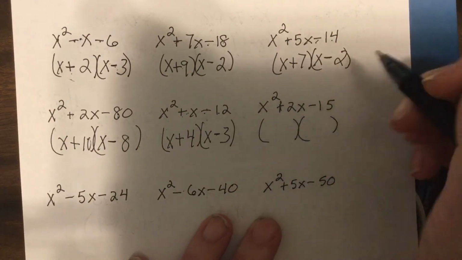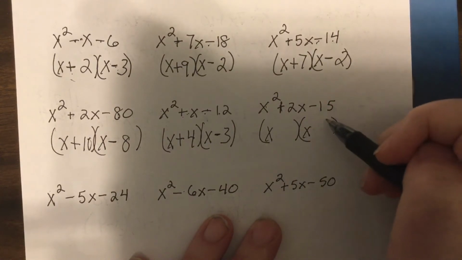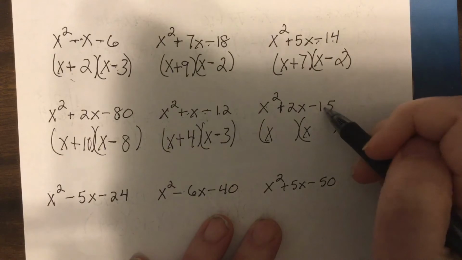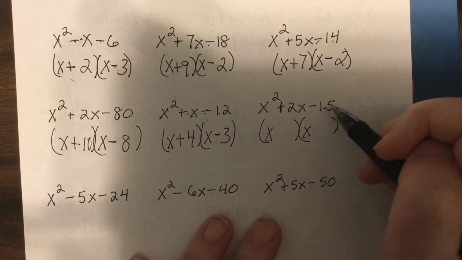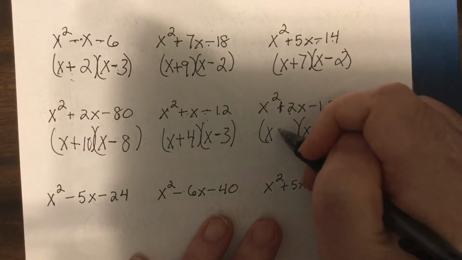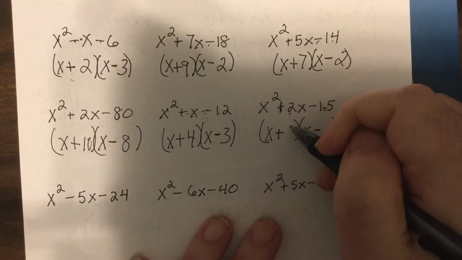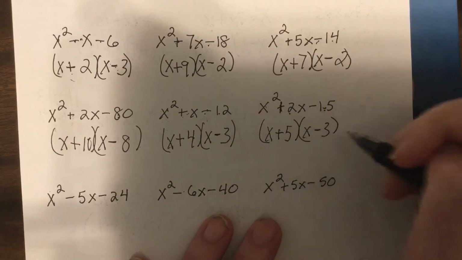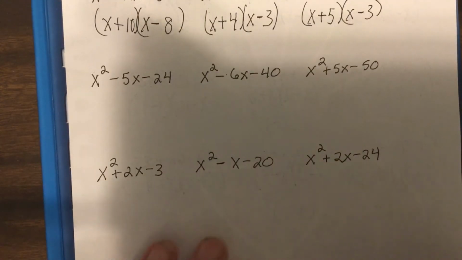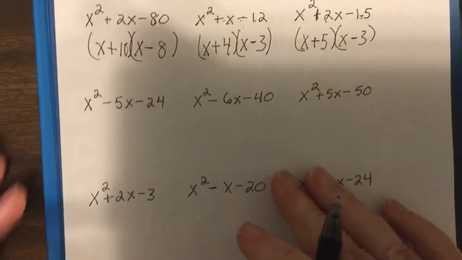So x squared, x and x. Okay, what do you multiply to get 15, but you subtract to get 2? How about 5 and 3? And the largest one goes with the middle sign, in this case, plus. So try these 6 and then turn me back on.